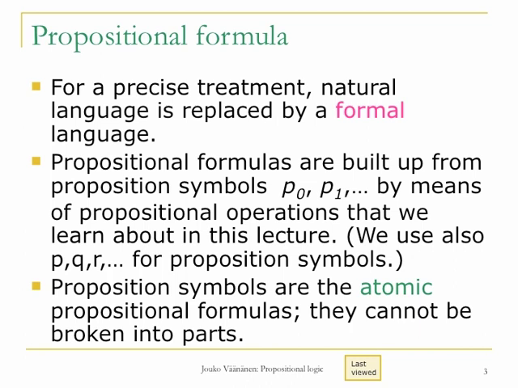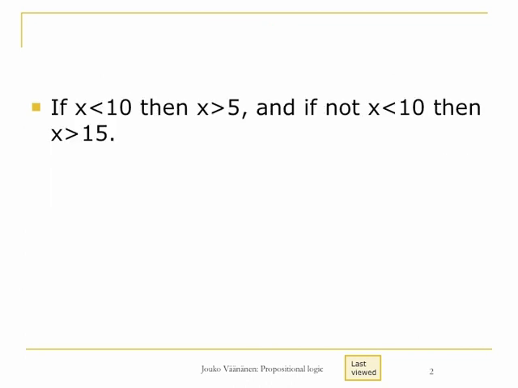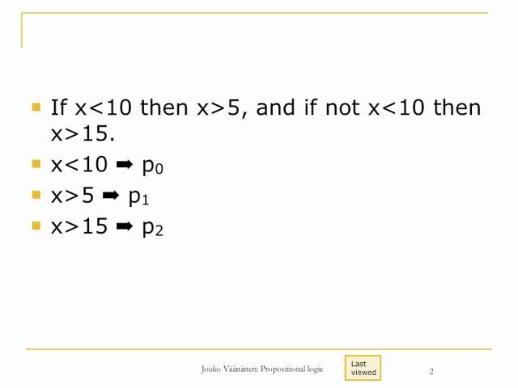When we look at a mathematical sentence, like "if x < 10, then x > 5, and if not x < 10, then x > 15," the atomic formulas are x < 10, x > 5, and x > 15. We could replace them by proposition symbols P0, P1, and P2. It doesn't matter which Pn we use as long as we are systematic.